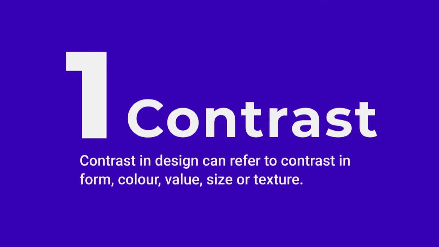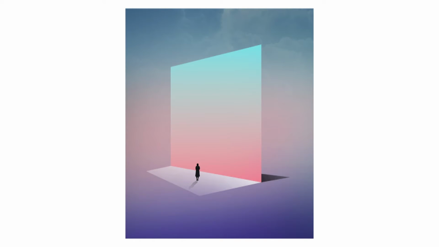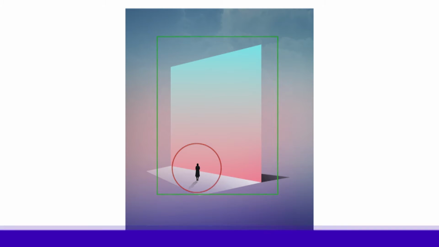Contrast is basically a visual difference. Contrast in design can refer to the contrast in the form, color, value, size, or texture. In this course, we have a complete section about the contrast, and in that section, we create this design. In this design, we have the contrast of the value, the scale, and also the color. As you can see, the contrast between this lady and this wall that we have. So this can be a very good example of the contrast.